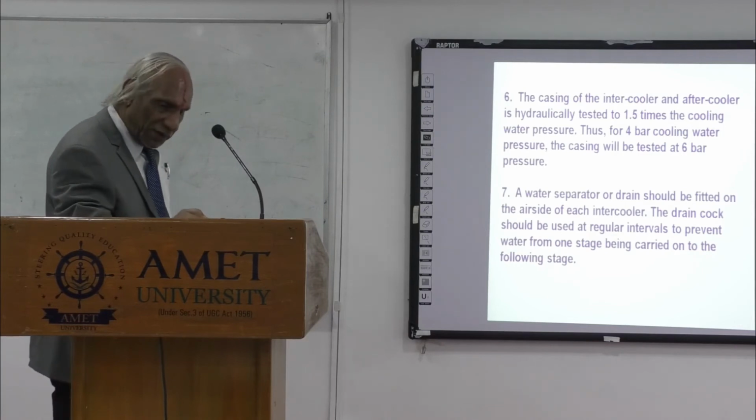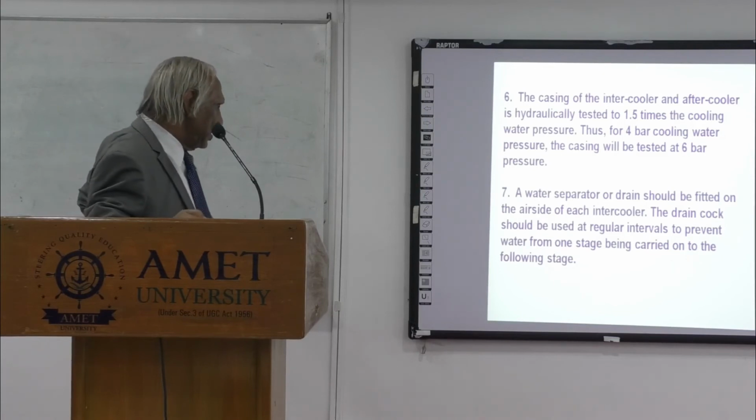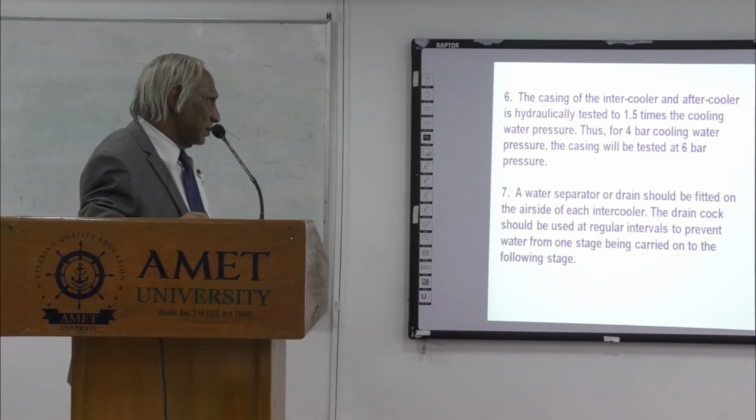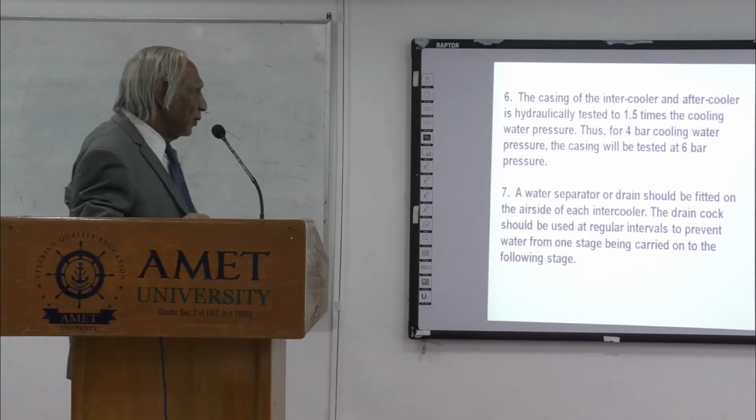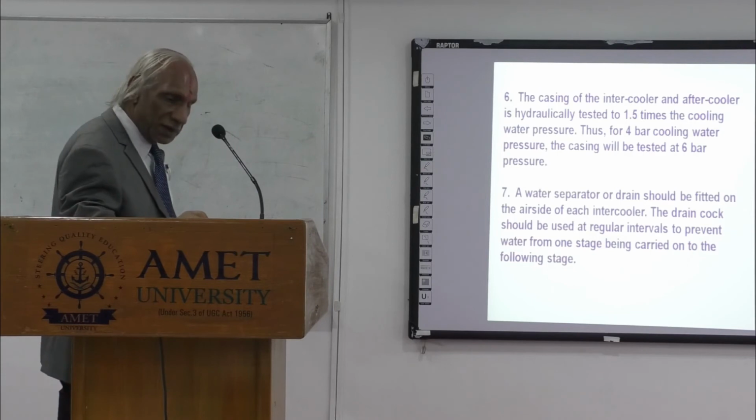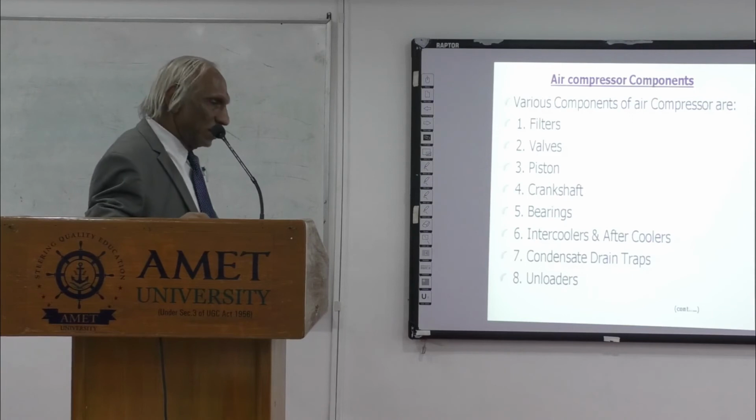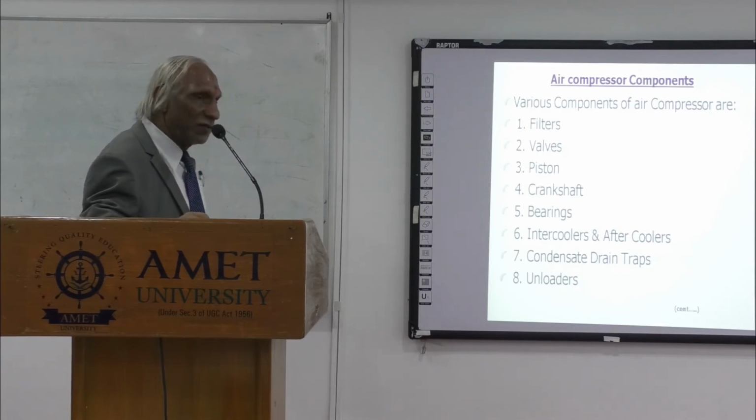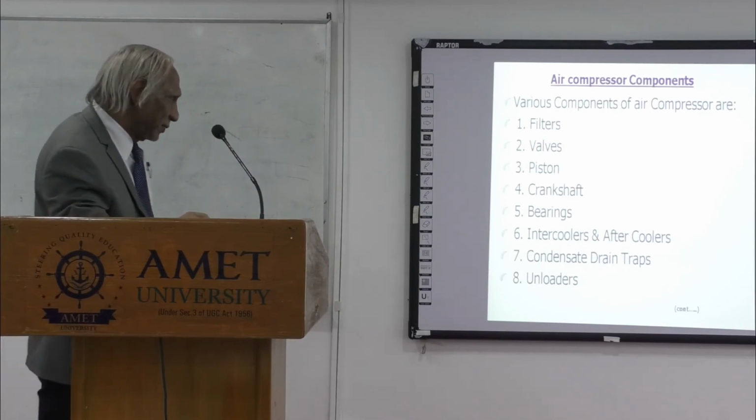A water separator is given to remove all the condensed water from each of the intermediate stages during compression. This is manual operation; generally automatic operation is not given except for the unloader, because all compressors have to be started in unloaded condition and stopped in unloaded condition. So these are the important components of the air compressor. You cannot miss out any of these 8 components listed here. All of them are very important, and each has an important function for the operation of the air compressor.